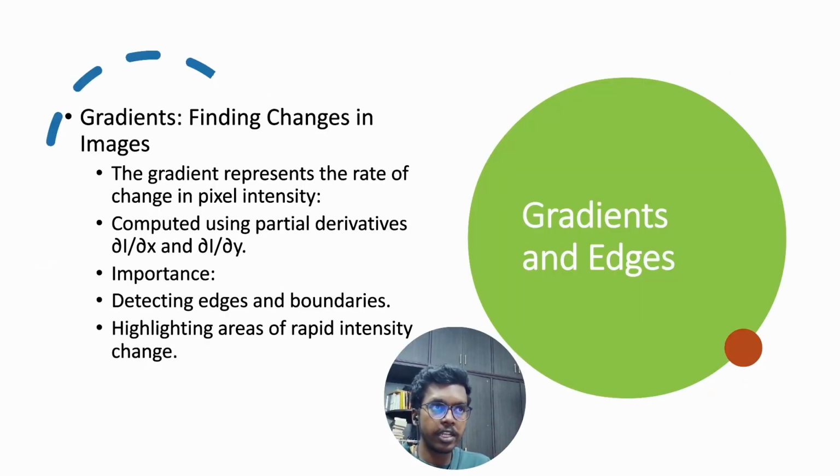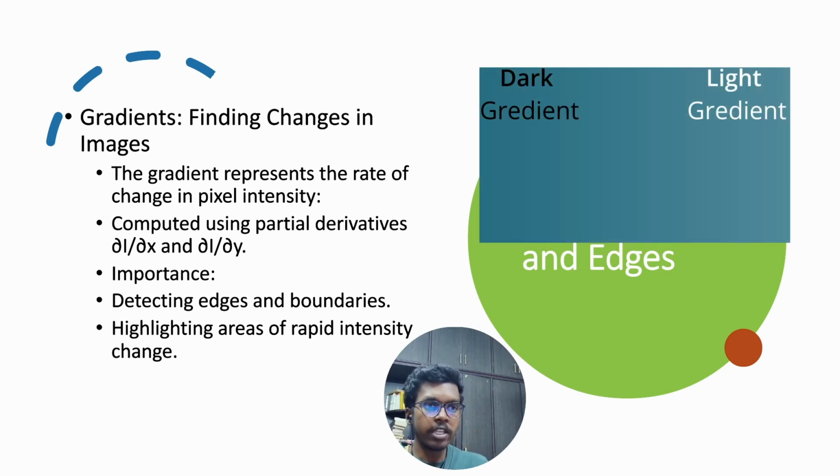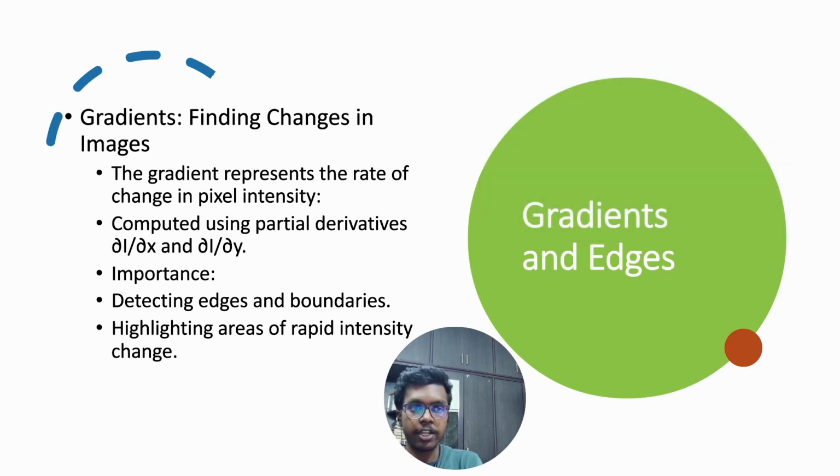And now, what is a gradient? Gradient represents the change of pixel intensity. You would have seen in Canva they have added a new feature called gradient backgrounds, where one side is pretty dark and the other side is pretty light. So gradient is like the intensity of pixels. It uses ∂I/∂x and ∂I/∂y. These are both partial differentiation with respect to x and y, because the screen is a two-dimensional plane. Apart from that, it also helps us detect edges and boundaries.